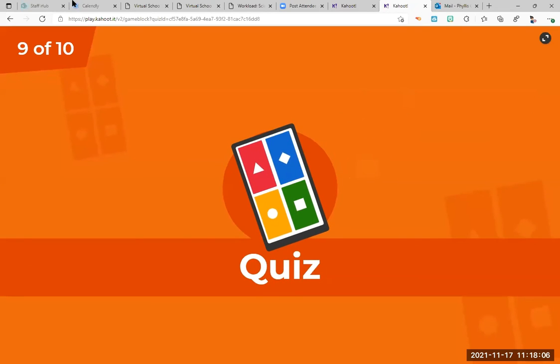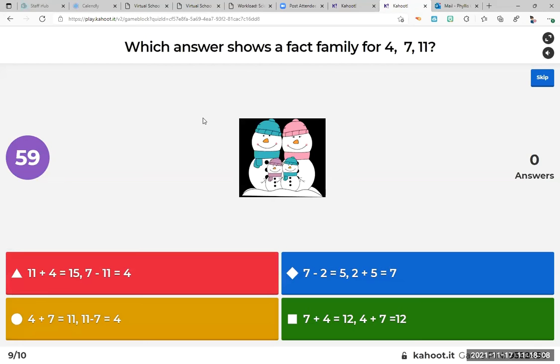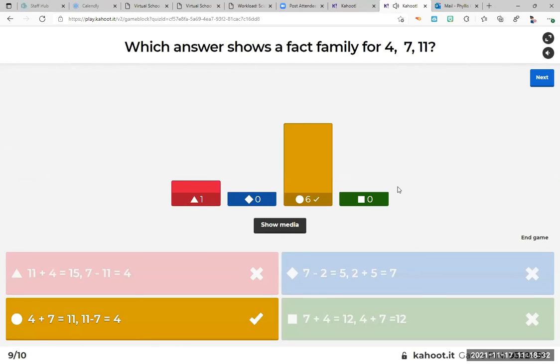Okay, here we go. You really have to look. Which answer shows a fact family for those numbers? 4, 7, and 11. They better make sense. No strangers in the house. Ew, a stranger's in green. Good work. If you picked the yellow one, you got it right. Why couldn't we pick the red one? There's a stranger.